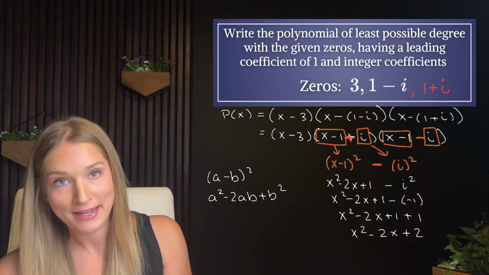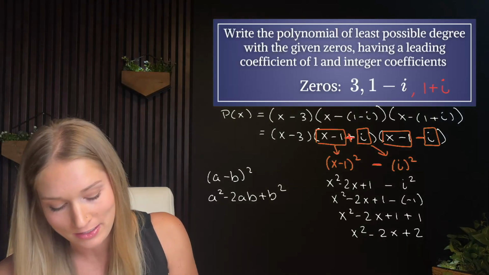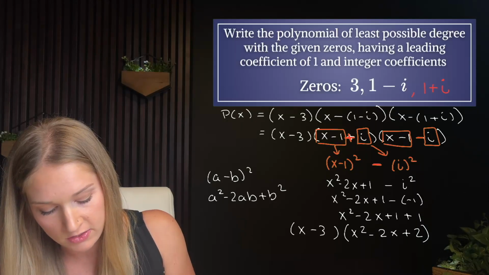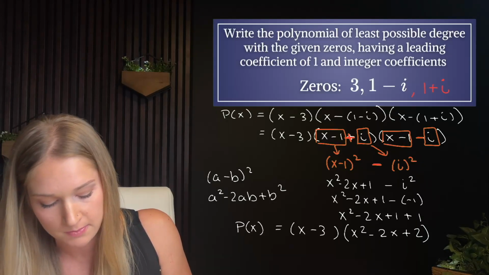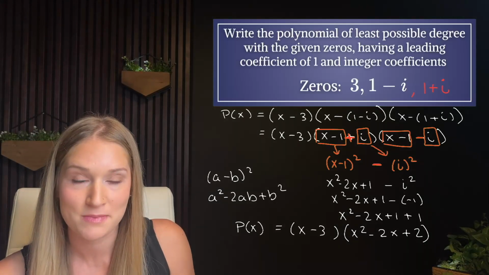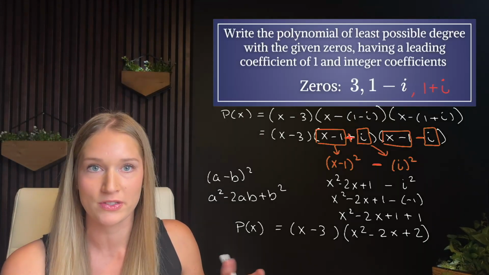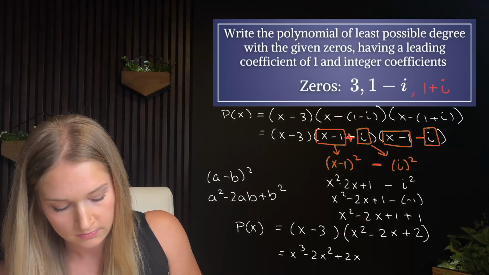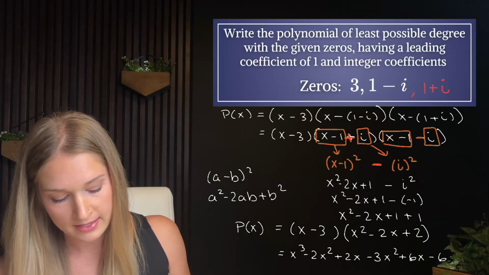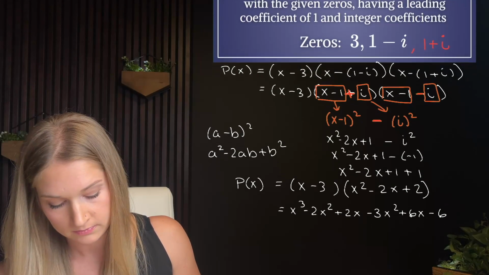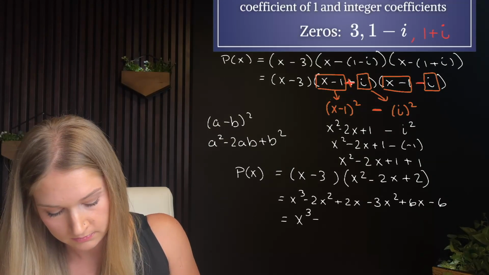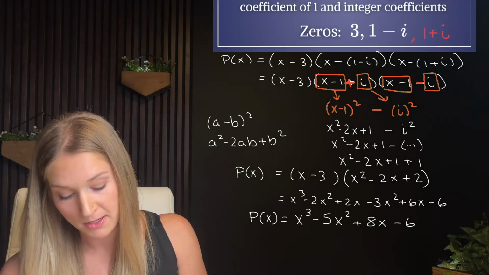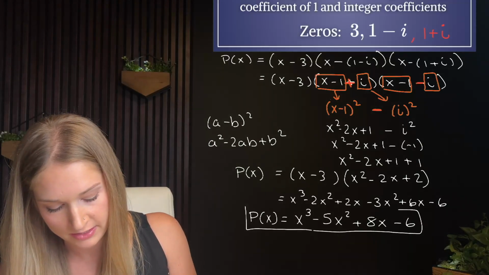But now we need to go back and bring in that first one, which is that x minus 3. So this is the product of the last two, but the first one is x minus 3, and all of this creates my p of x polynomial. So now I'm going to take that x minus 3 and distribute it into that trinomial in the second factor. And I combine like terms. And this is my polynomial that satisfies the criteria I was given.